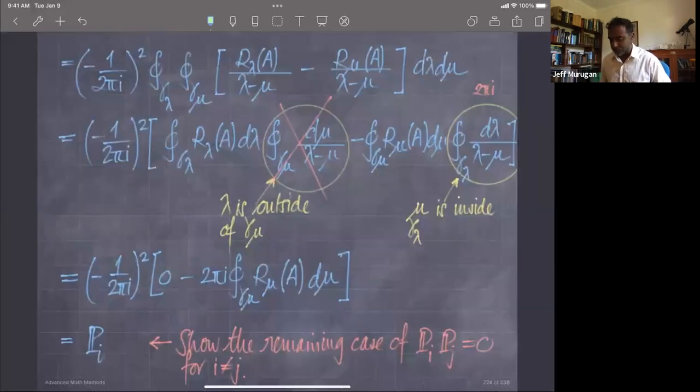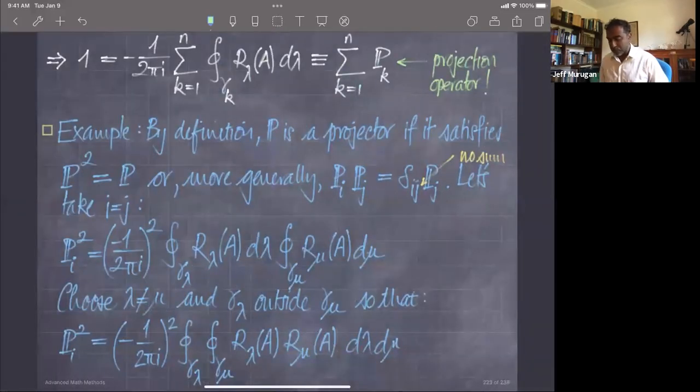Let me remind you where we left off last time, which is that we had these projection operators that were these guys here, basically without the sum. So minus 1 over 2 pi i times the integral over gamma k of the resolvent of the operator A at lambda, and then I integrate over all lambda on that contour. All right, so this defined for us a projection operator, and we showed that it was a projection operator because it satisfied a relationship like this: pi pj is delta ij pj, with no sum on the i's and j's.